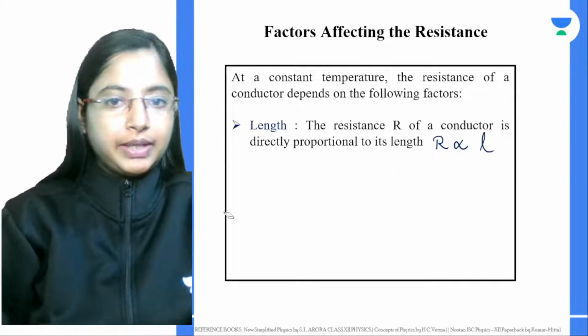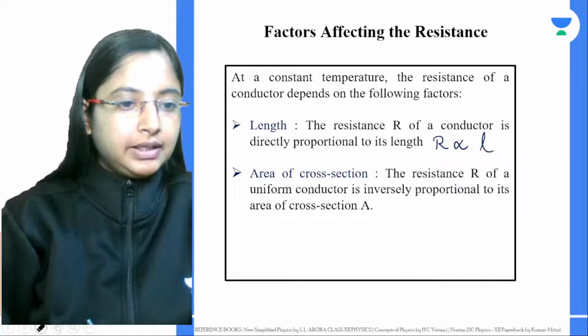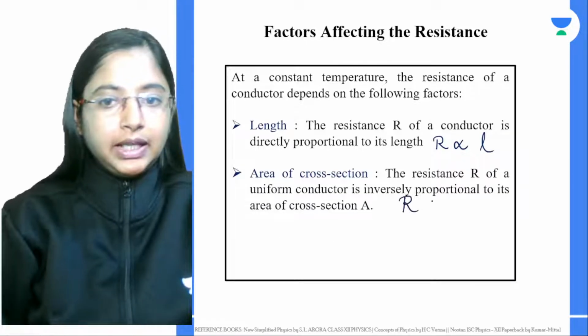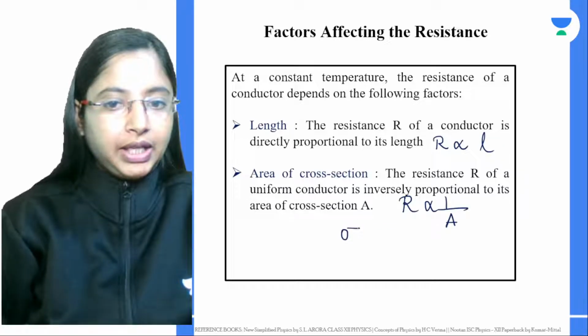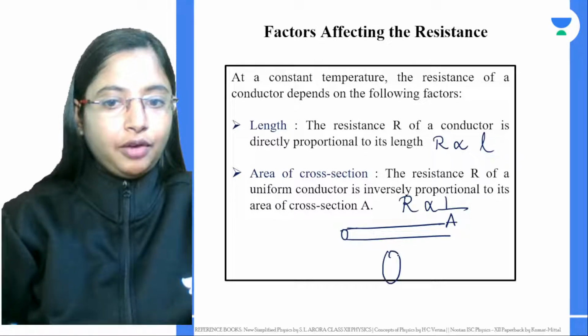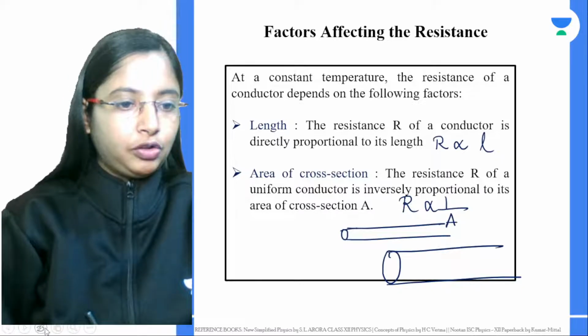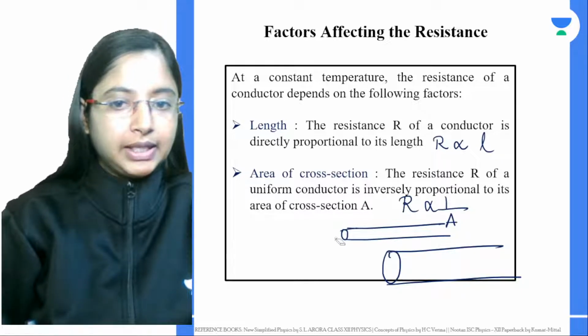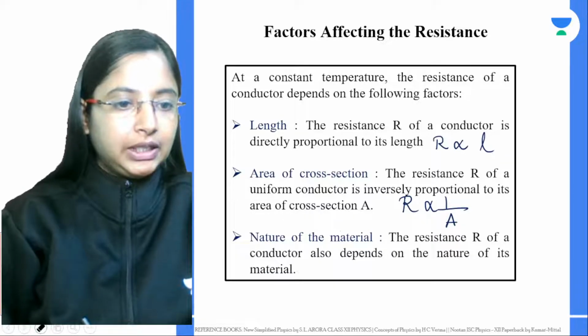The next one is your area of cross section. Resistance is inversely proportional to the area of cross section. We saw the example, right? If the area is too small, then the resistance is more. If the area of cross section of the conductor is more, then the resistance drops. The resistance becomes less.